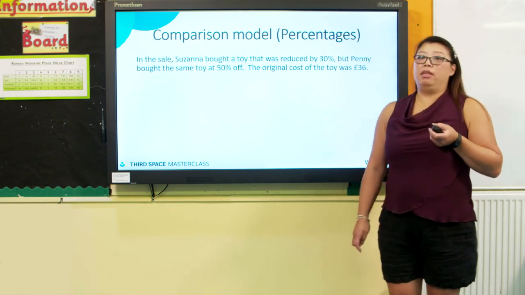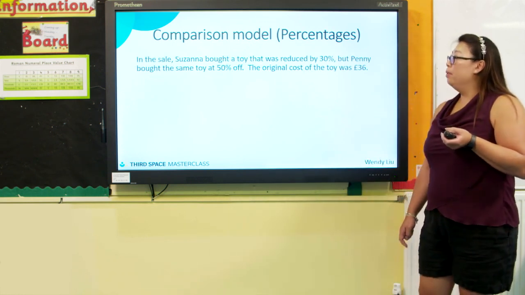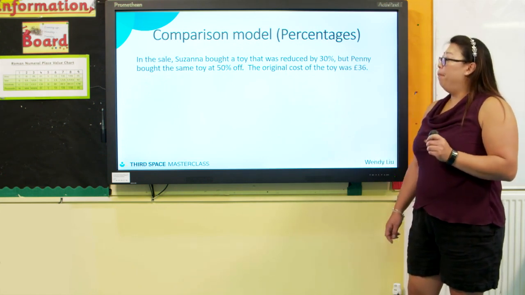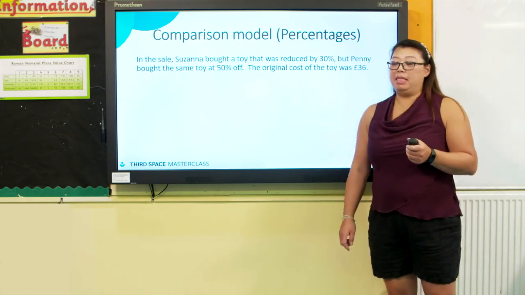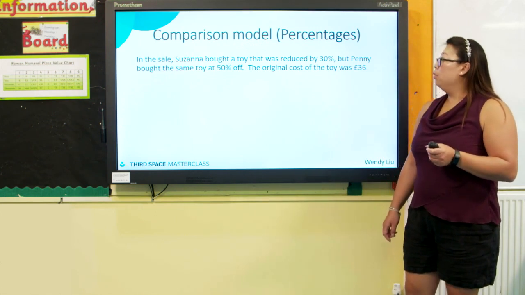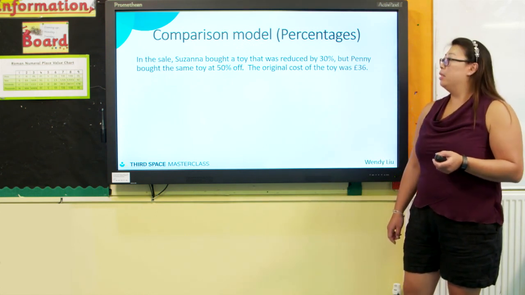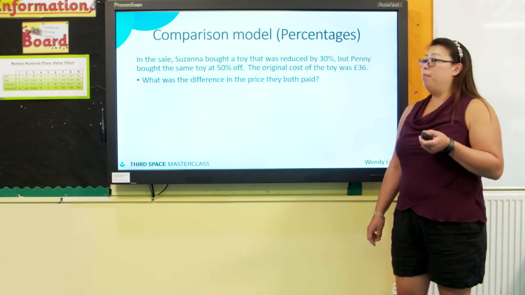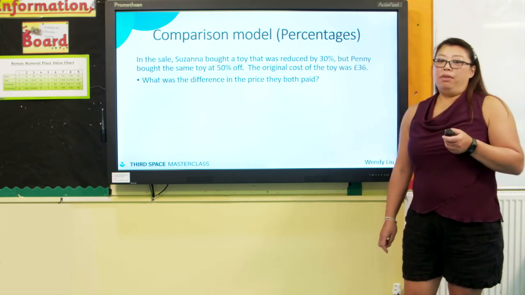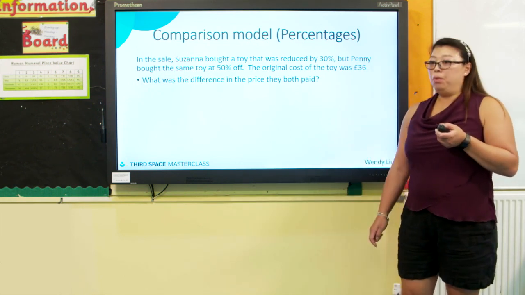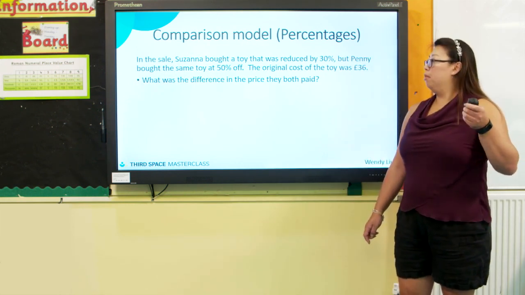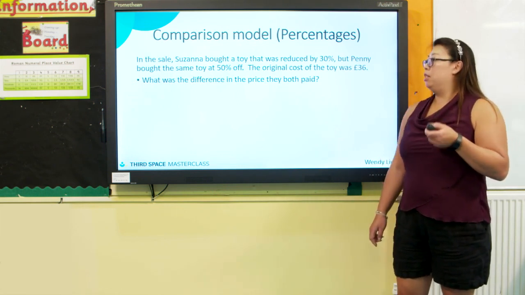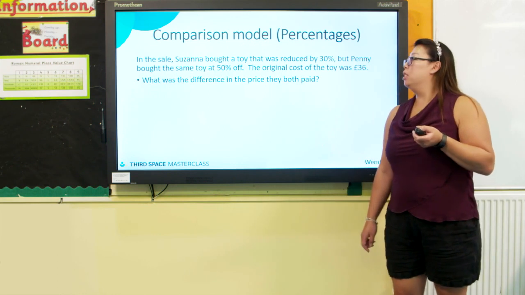Okay, so let's have a look at this question. In the sale, Susanna bought a toy that was reduced by 30%, but Penny bought the same toy at 50% off. The original cost of the toy was £36. So the question is, what was the difference in the price they both paid? Now, there are multiple ways to explore this, and we'll go into that in a little bit more detail in a moment. But let's just have a quick look at this way first.